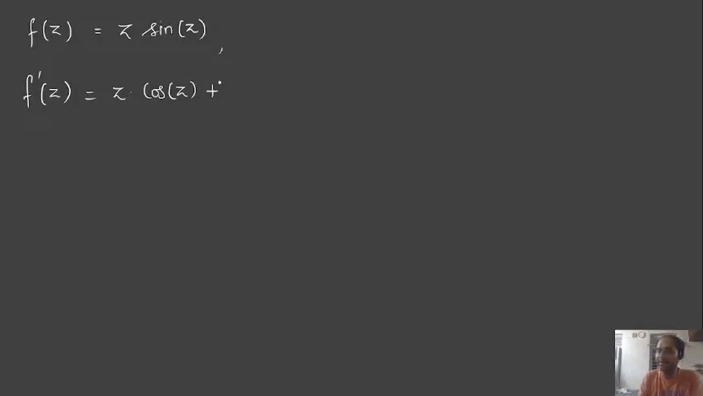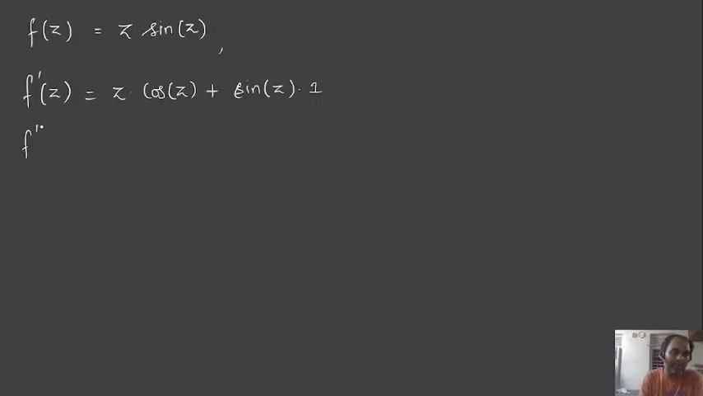So f of z is z sin z. Those of you who are not comfortable with derivatives will get the practice of that over here. You need to use the UV rule, or the product rule as we generally call it. So f dash of z, the first derivative, is z into the derivative of sin z, which is cos z, plus sin z multiplied by 1, since the derivative of z is 1. So here you get that.